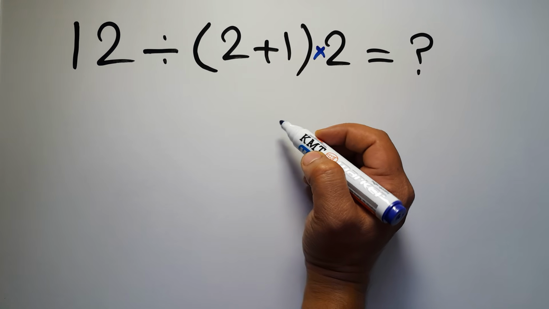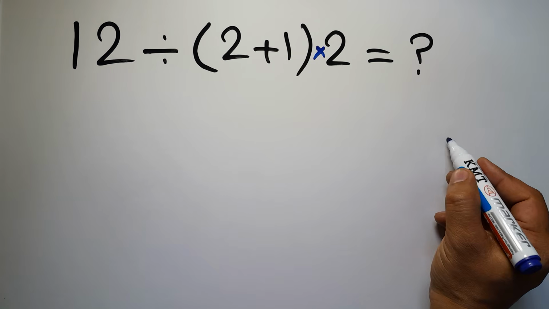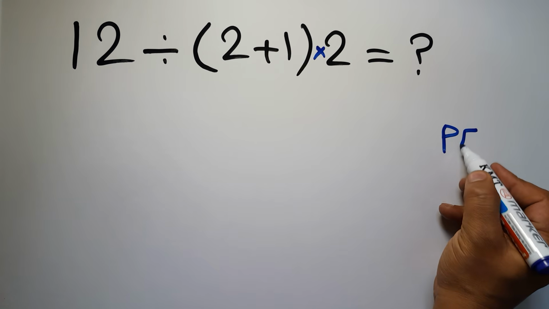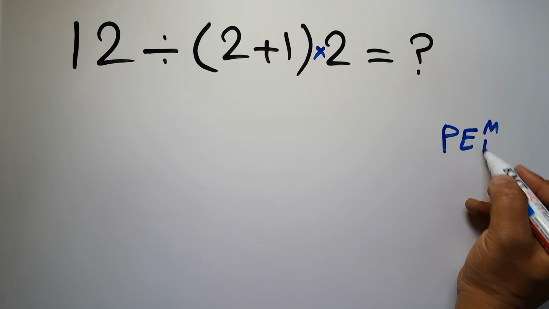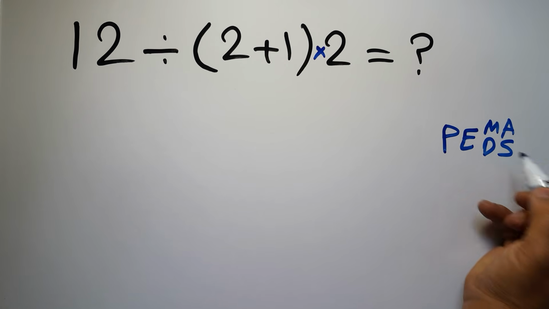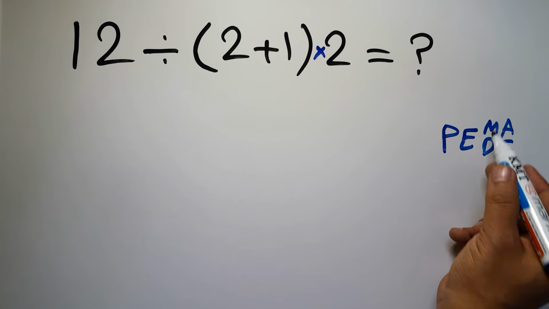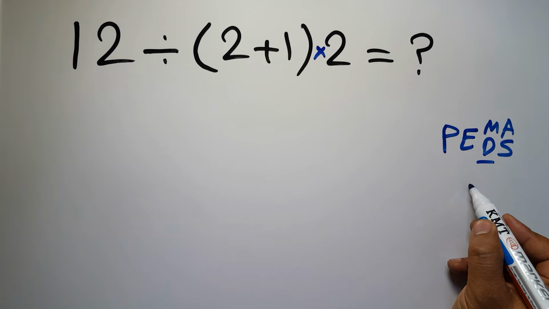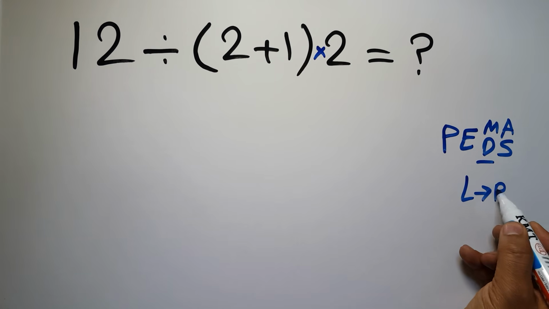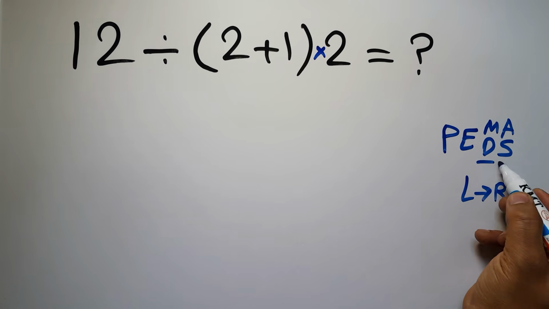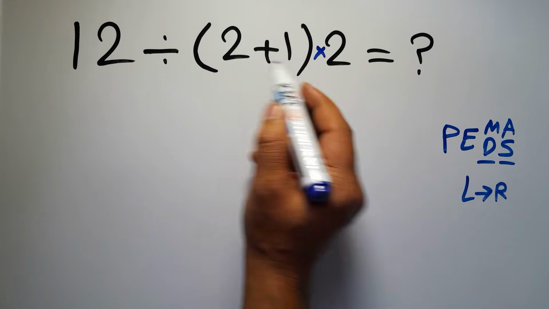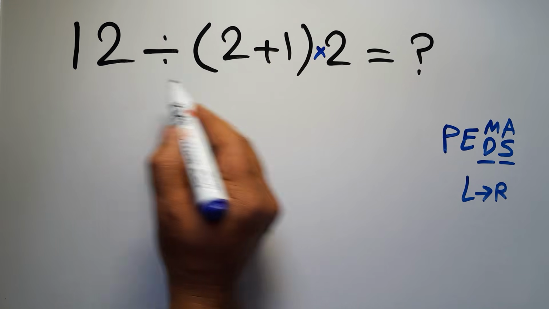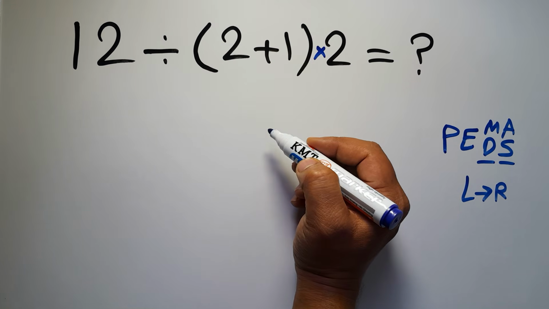Okay, so according to the order of operations, first we have to do parentheses, then exponents, then multiplication or division, and finally addition or subtraction. Remember that multiplication and division have equal priority and we have to work from left to right. And the same applies to addition and subtraction. So here first we have to do this parentheses, then this division, and finally this multiplication.